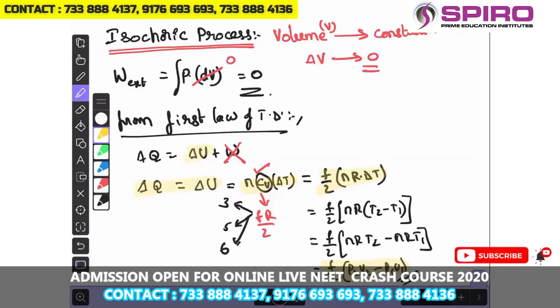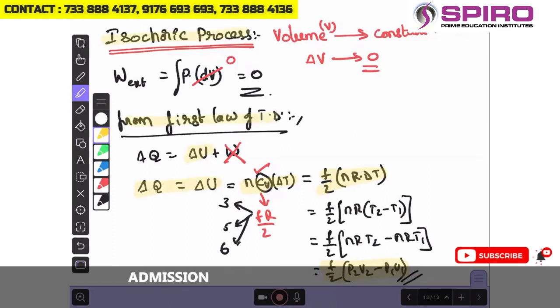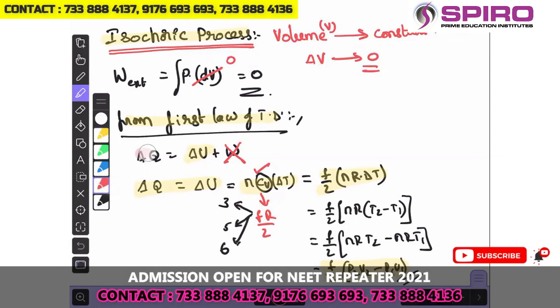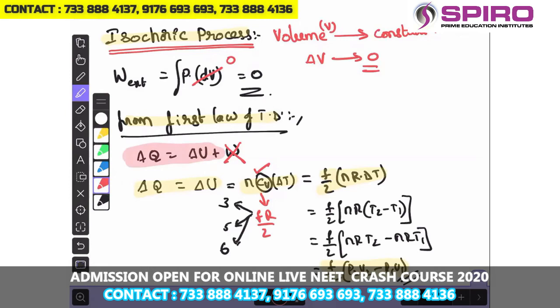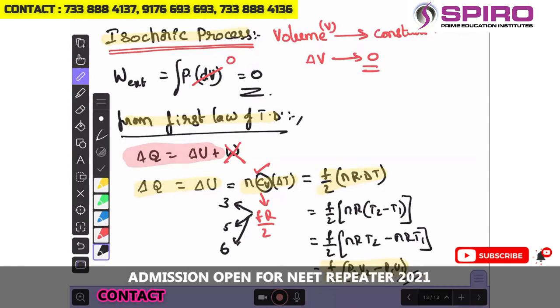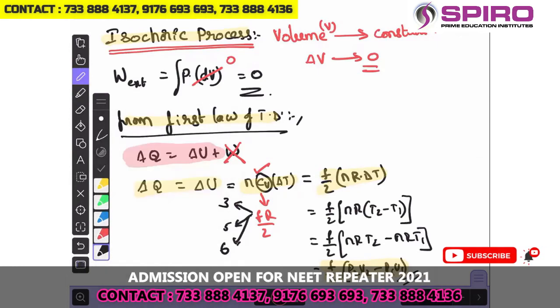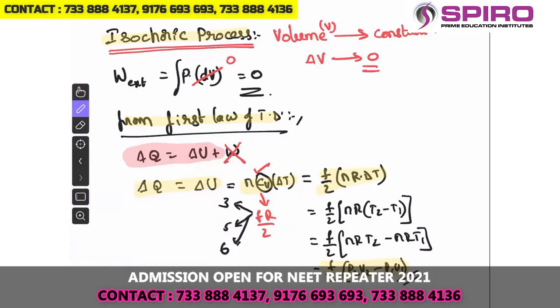But in the case of the isochoric process, according to the first law of thermodynamics, we know that delta Q is completely, 100%, utilized only for increase in the internal energy. This is the point you can remember regarding the isochoric process. And by the way, since the volume is constant, according to the ideal gas equation, we can write PV equal to nRT.